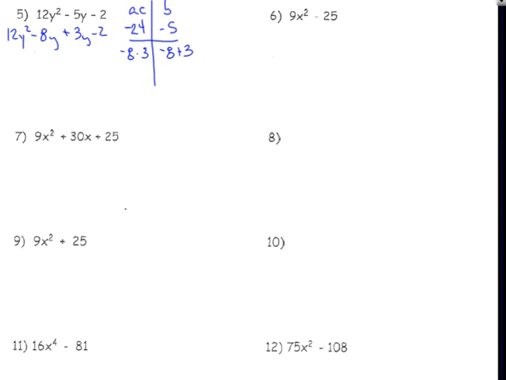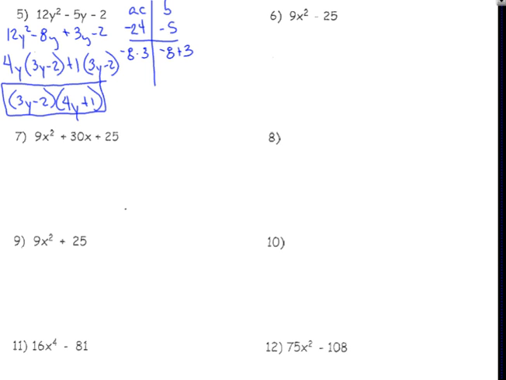I can take 4y out of the front two. So I have 4y, which leaves 3y minus 2. I'm going to take a positive 1 out of the last 2, which leaves 3y minus 2. My 3y minus 2 comes out, leaving 4y plus 1. Final answer.